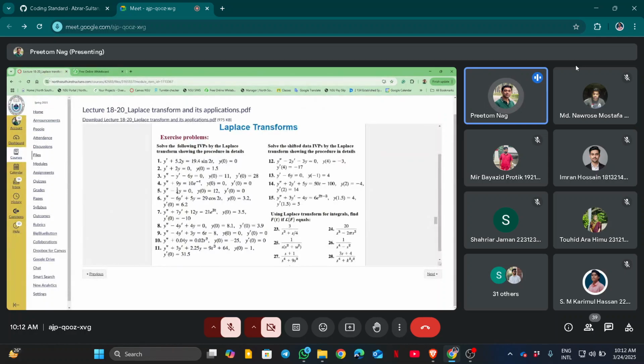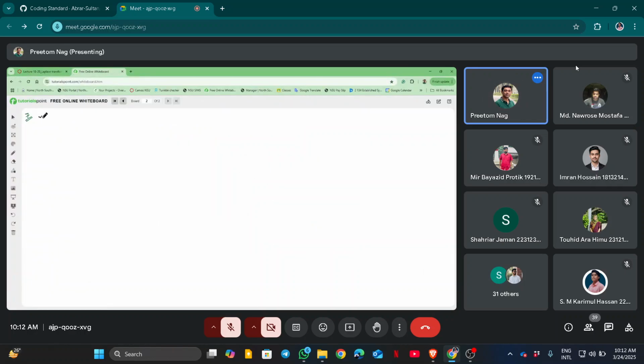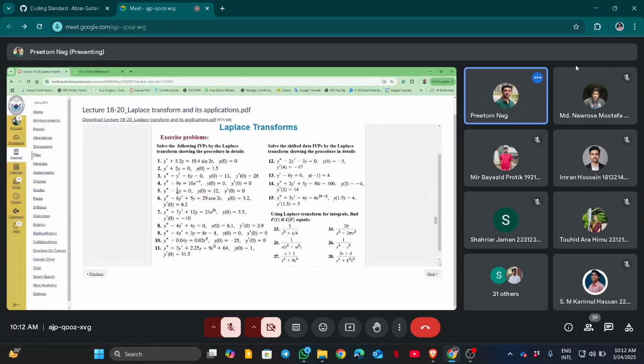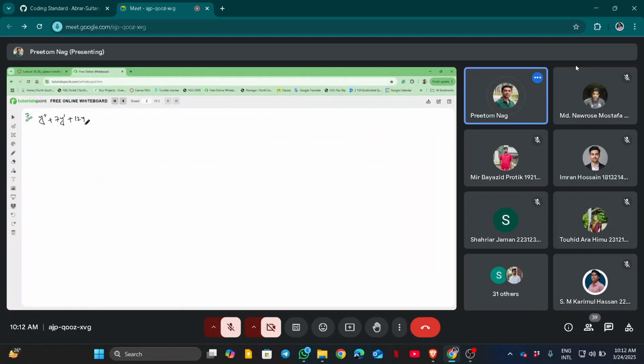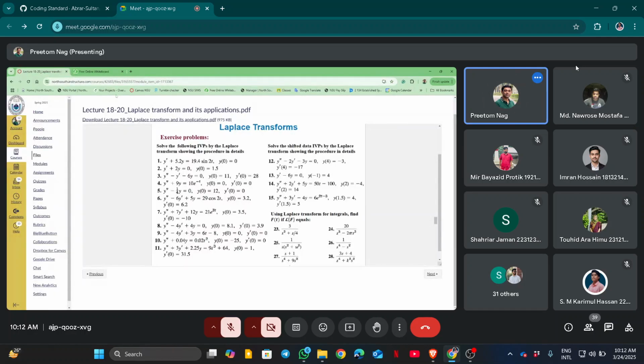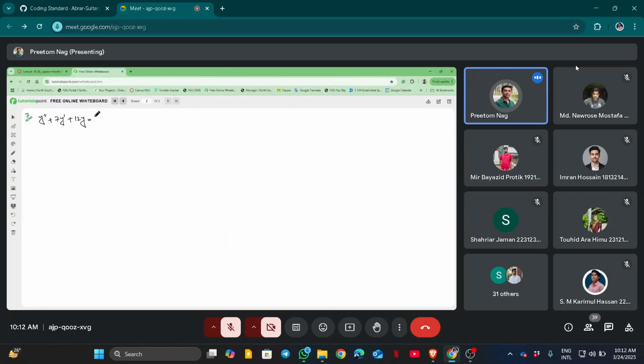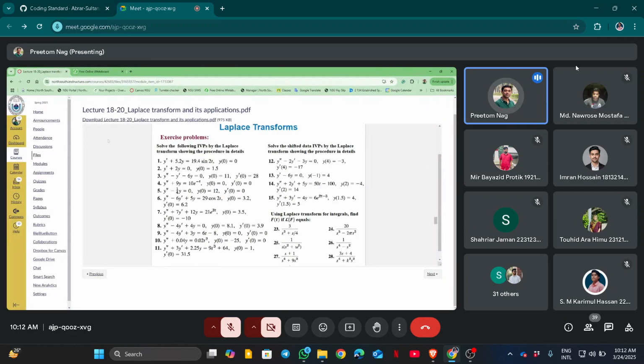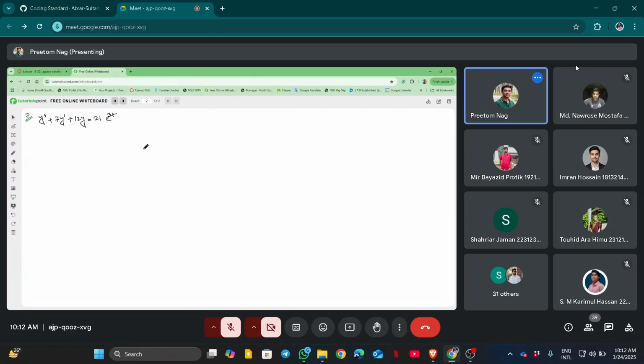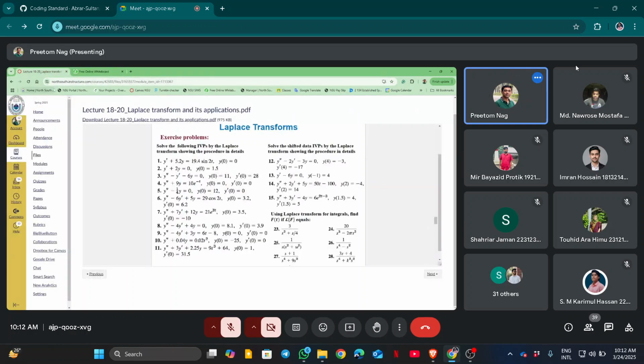So number 7, given by y double prime plus 7y prime plus 12y equal to 21 into the power 3t. And y0 is 3.5 and y prime 0 is minus 10.